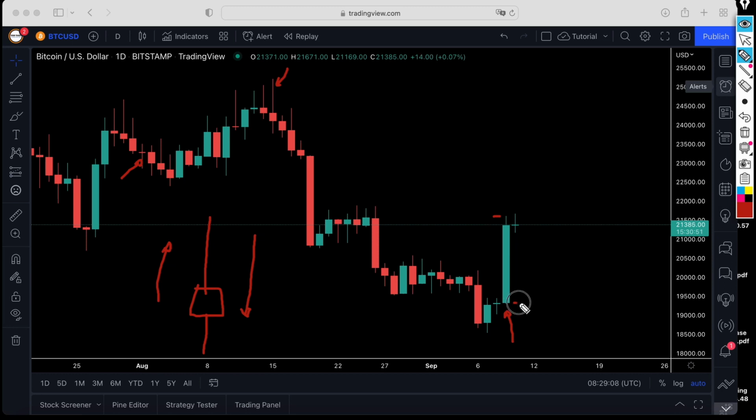So we can see the opening price. The opening price was below 19.5, but the buyers were aggressive. They managed to push the price all the way up there to that 21,000. But when you look at this red candle here, it is the opposite.